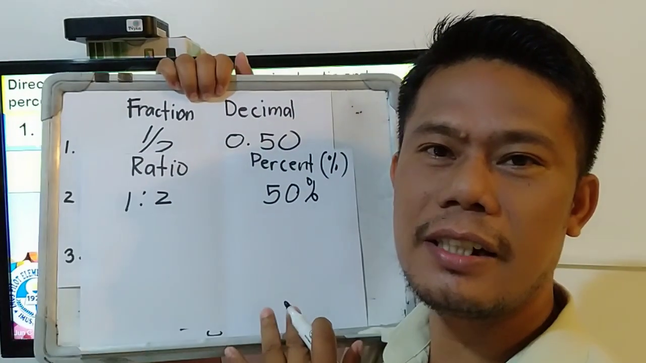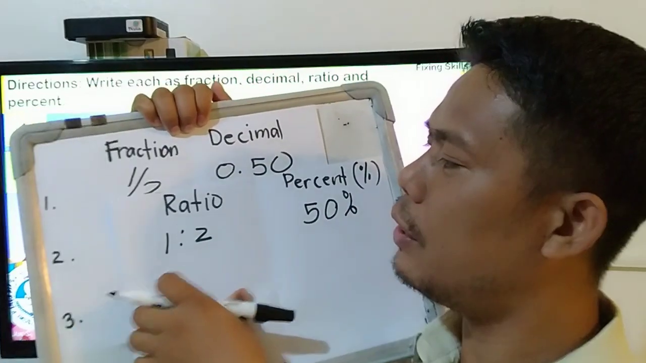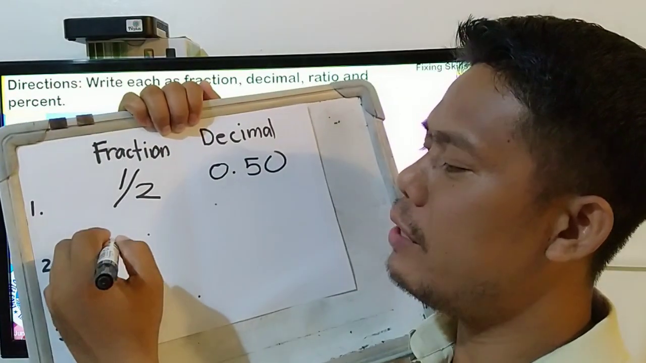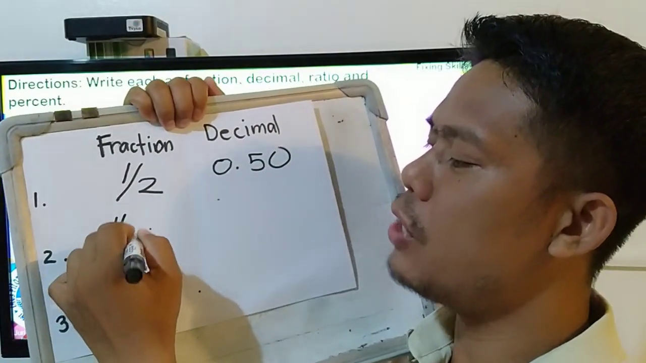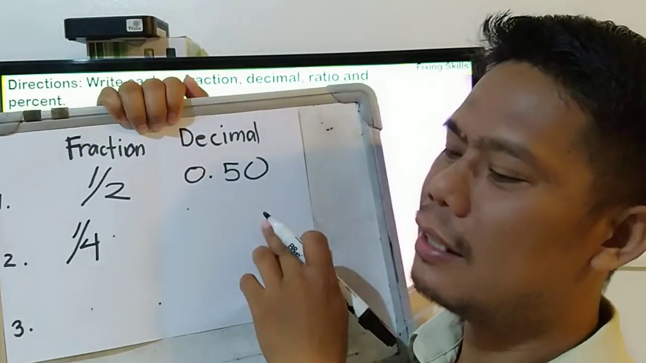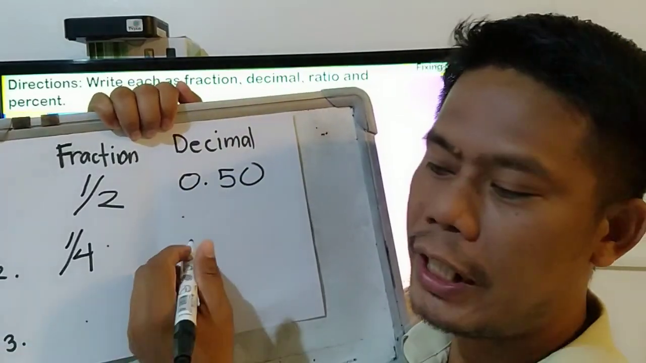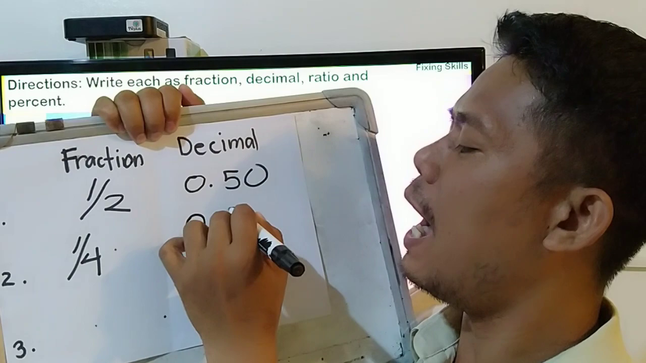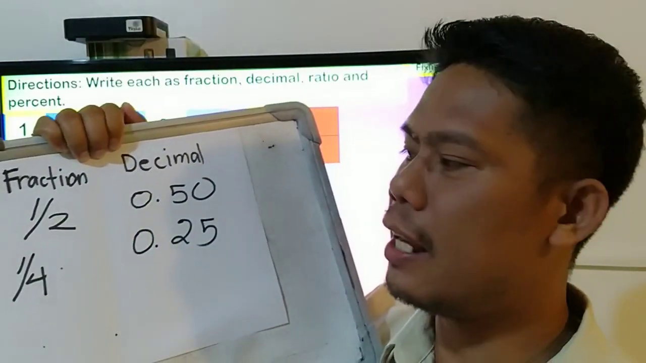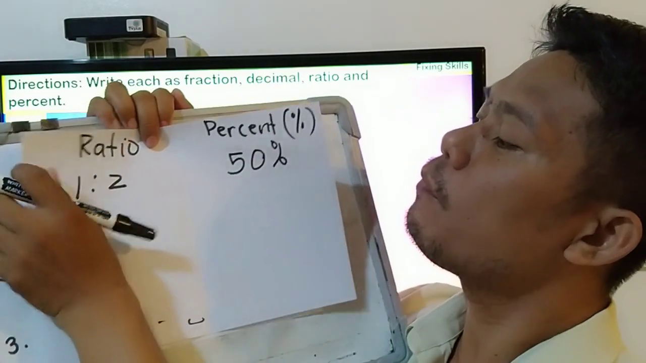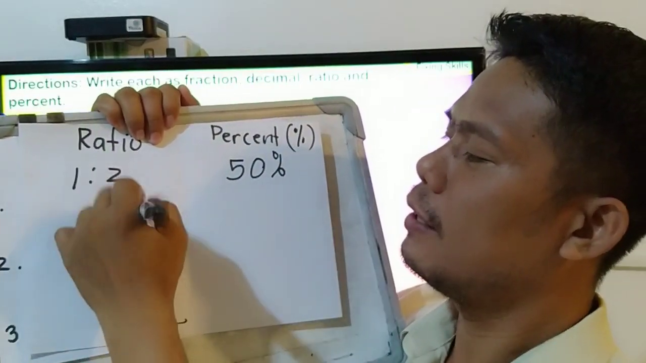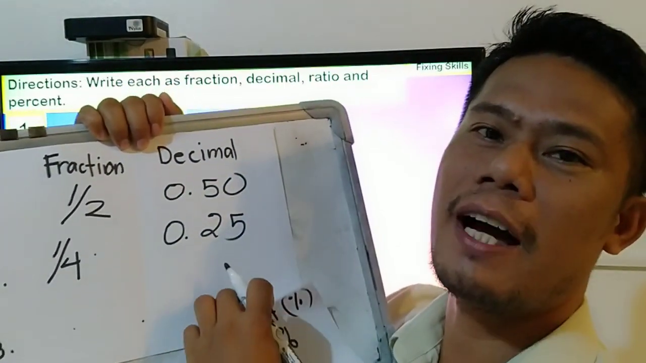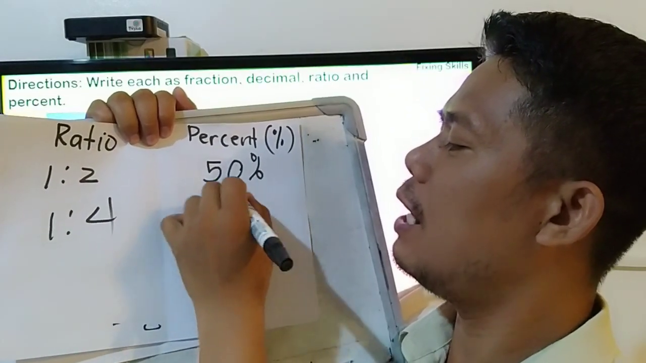Who got the correct answer? Okay, very good. Now let's go down to number 2. The answer is 1/4. Very good, because we have 1 part shaded. Then the decimal number for 1/4, I discussed this a while ago, is 25 hundredths. Then the ratio is 1:4. Okay. And percent, going back to our decimal number, that is 25%. Okay. How about the last one?